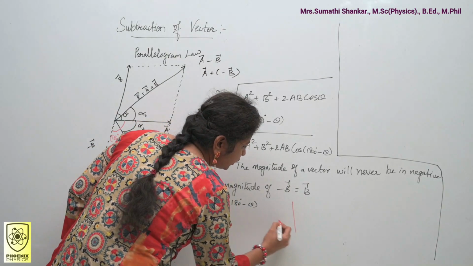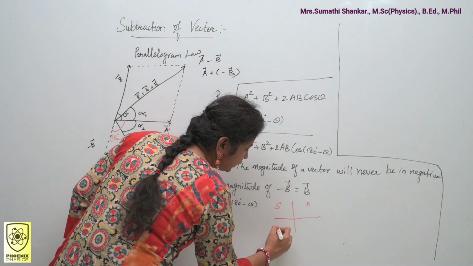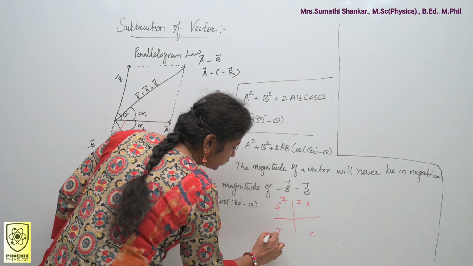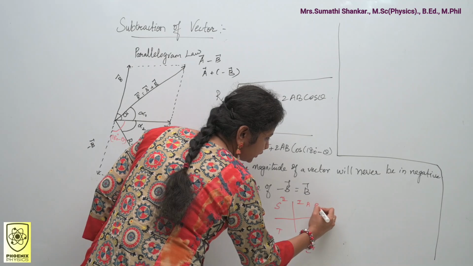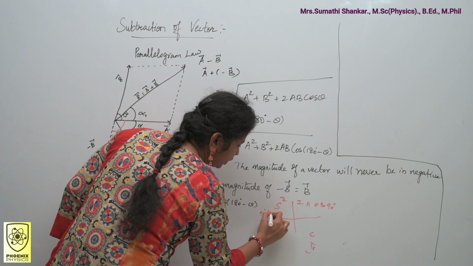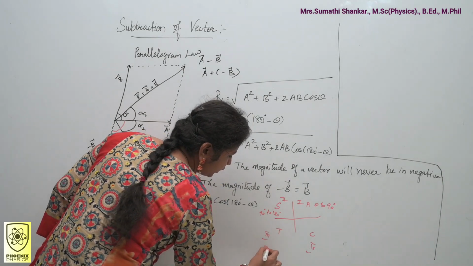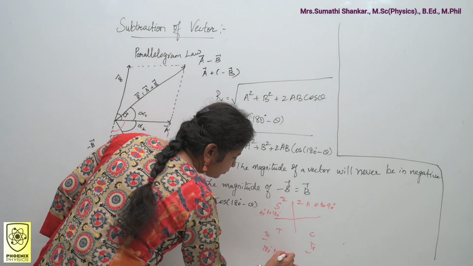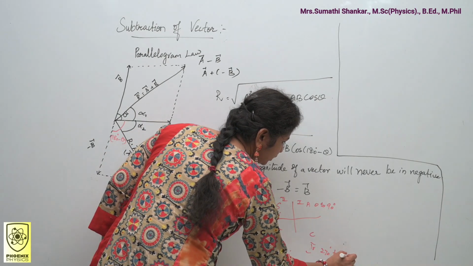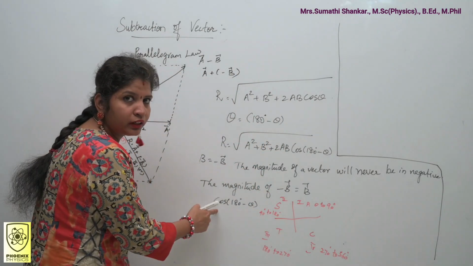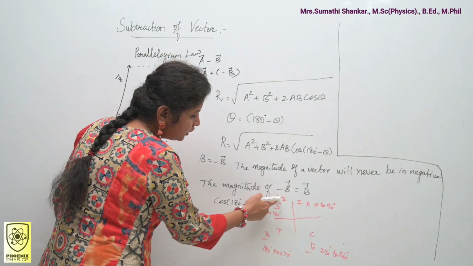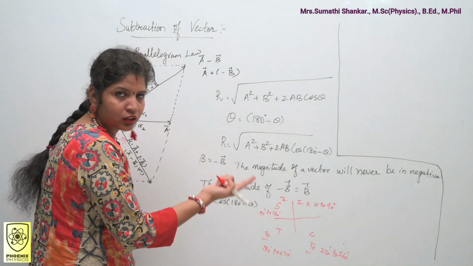You know the rule "all silver tea cups": this is my first quadrant, second quadrant, third quadrant and fourth quadrant. First quadrant, the angle is 0 to 90 degree, 90 degree to 180 degree, 180 degree to 270 degree, and here 270 degree to 360 degree. My angle is 180 degree minus theta. It comes under second quadrant. Here sine is positive, all other angles are negative.